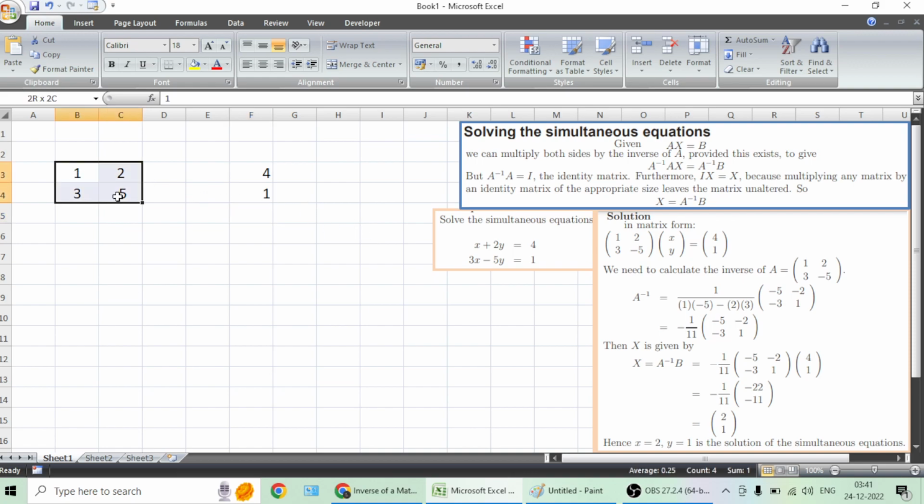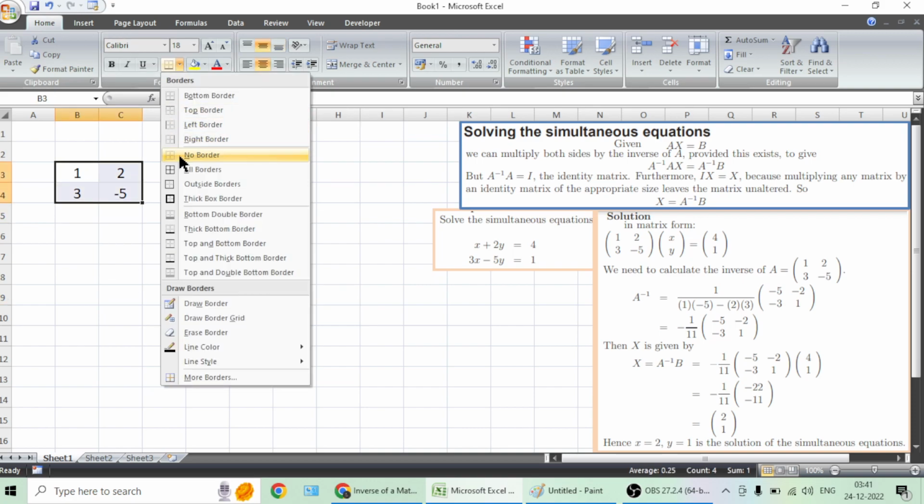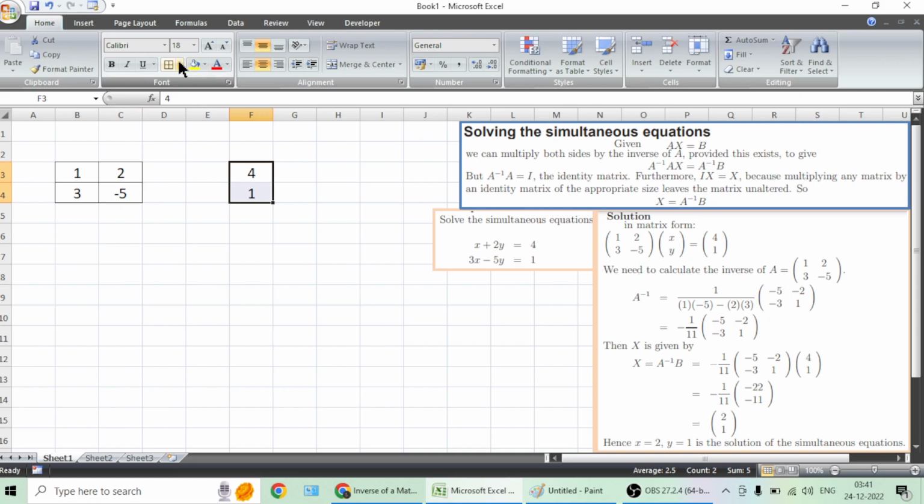Let's format this and center align them. Let us make them more visible by creating borders, and even more visible by coloring them. Now this one is the A matrix, this one is the B matrix, and first what we need to do is find A inverse, because we want to multiply these two to get the answer, the unknowns x.